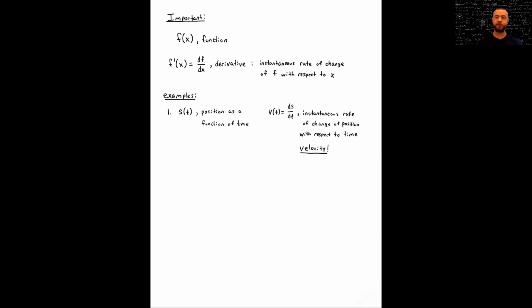So we'll be sticking with this notation. S of t denotes position as a function of time, and we can write ds over dt, the velocity. We're going to use that and write that as v as a function of t.